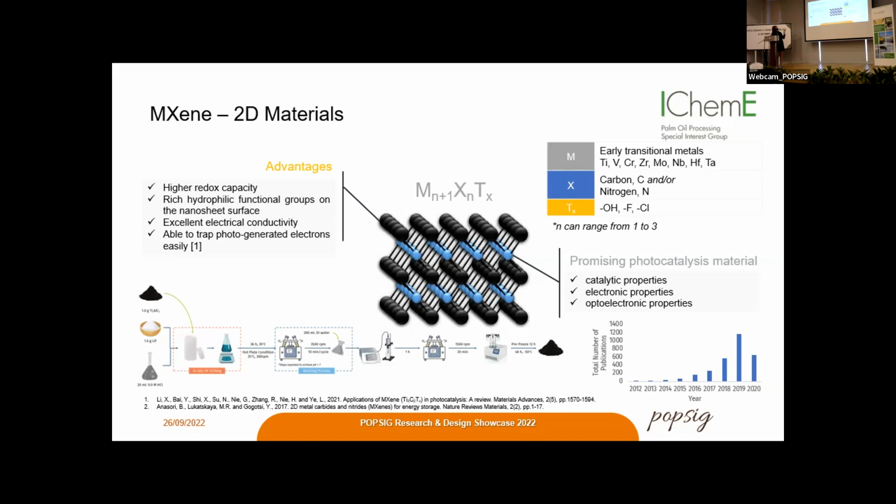MXenes have a lot of advantages, such as high redox capacity. They are rich in hydrophilic functional groups on the nanosheet surface and have excellent electrical conductivity. Different from graphene, they are able to trap the photo-generated electrons easily. MXene is a promising photocatalysis material because it has high catalytic properties, electronic properties, and optoelectronic properties. As shown in the graph here, through these 10 years, the research on MXene has been increasing exponentially.